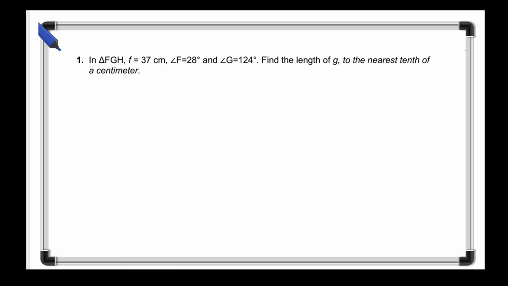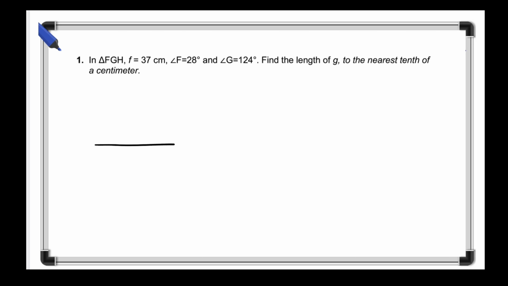Okay, so let's go ahead and look at some of these questions together. Let's identify what kind of triangle we're looking at. And it's important as you do these questions, you want to wait until the very end to round, just so you can be as accurate as possible. So here you have triangle FGH, and you're given some pieces of information.